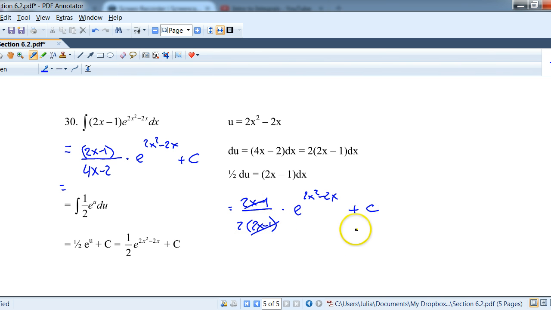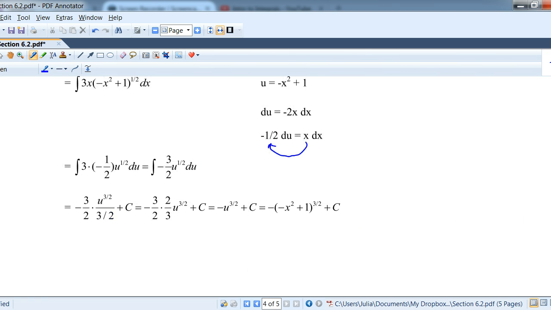And so you'll notice the answer would actually be 1/2. This is how we get it right here also. And then e to the 2x squared minus 2x plus c. So it's kind of neat. So again, you pull out whatever you're multiplying divided by the derivative and make sure it cancels out. And that's kind of the shortcut.